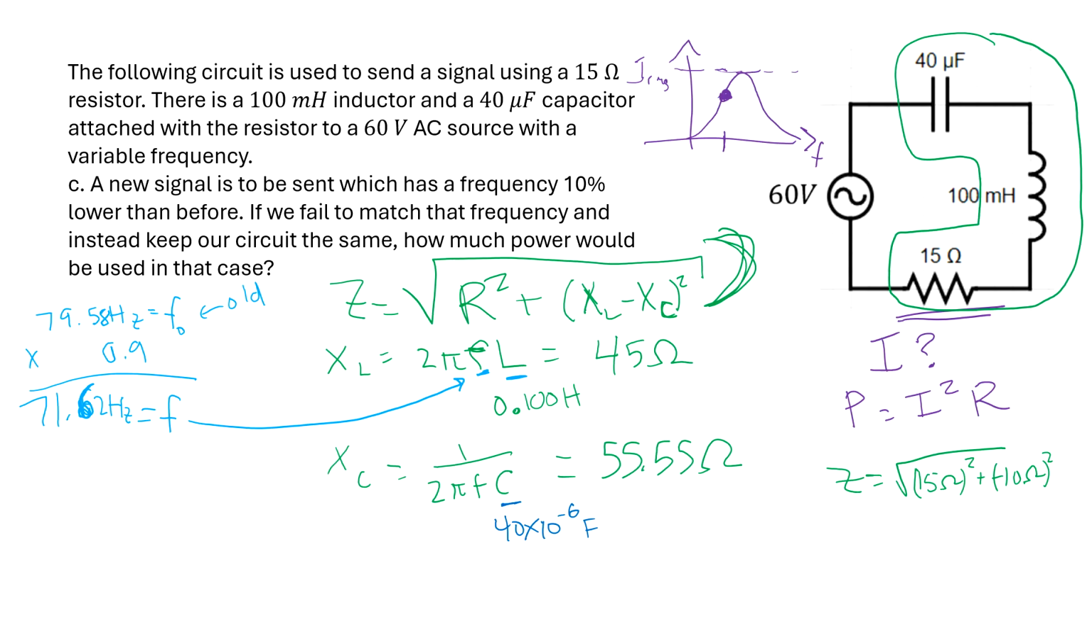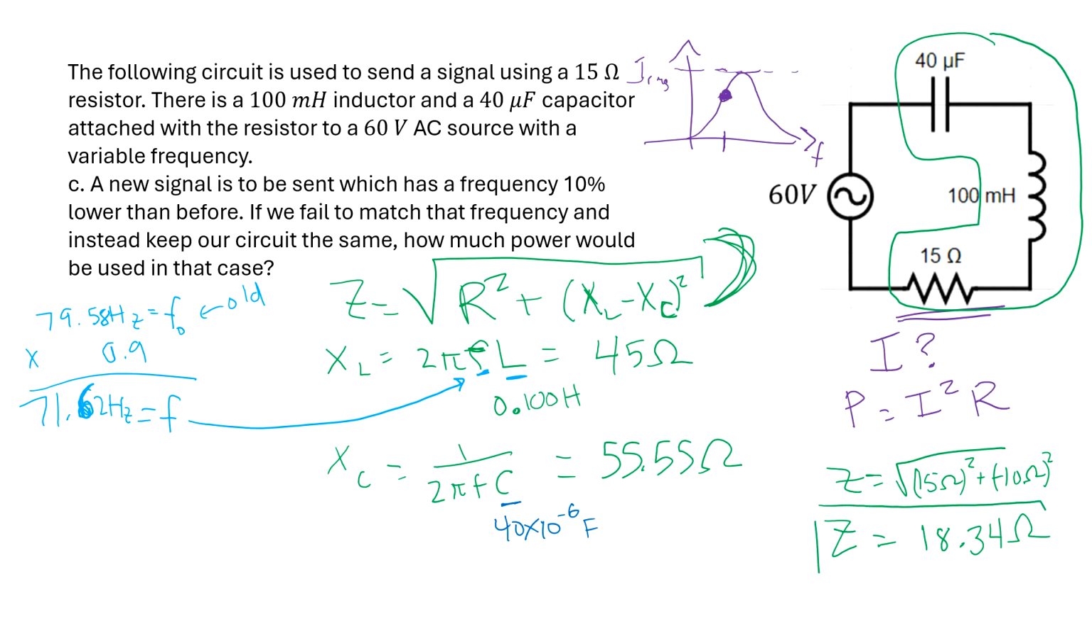But if you do this, square the 10, square the 15, add them and take a square root, I think that you get something like 18.34 ohms as our Z value. Not quite 15, just a little bit above 15. And so let's take this forward.